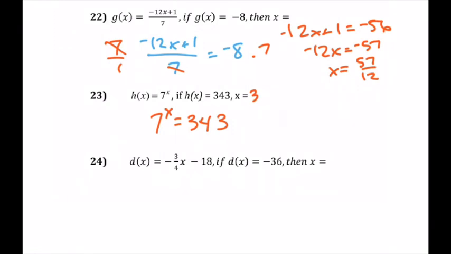And negative 3/4 x minus 18 equals negative 36. That's how you're going to solve that one. And I'm just going to leave that one. You guys can figure that out. It's not a hard equation to solve.